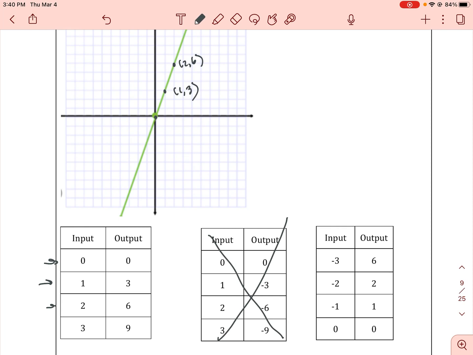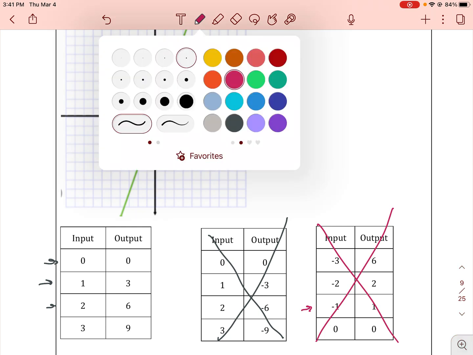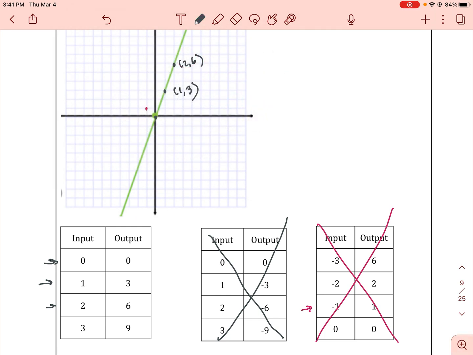Let's check this last one. I'm going to check the point -1, 1. -1, 1 is right here. It is not on the graph. Therefore, this is not the correct table. It is this one.